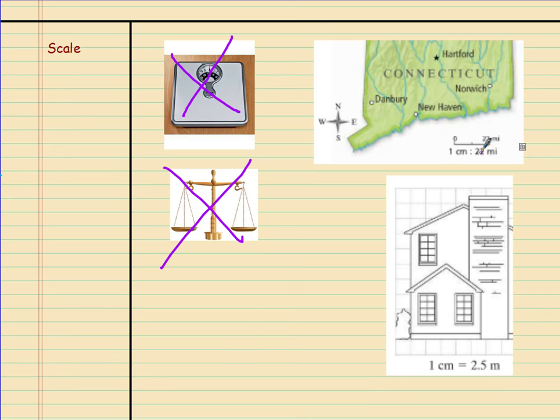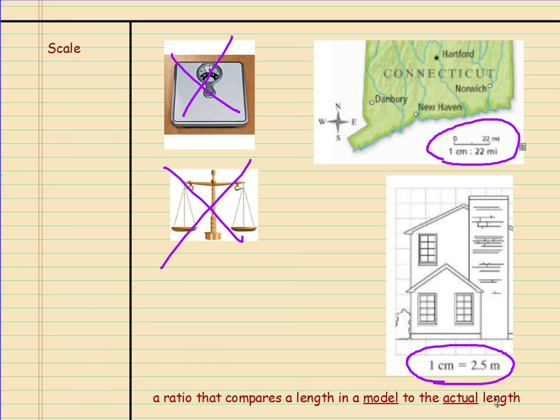Well, if you look at a map, oftentimes you'll notice something like this. This is a scale of a map. This is also a scale of, this is probably a drawing of a house. Now a scale in this case is a ratio that compares a length in a model to the actual length.